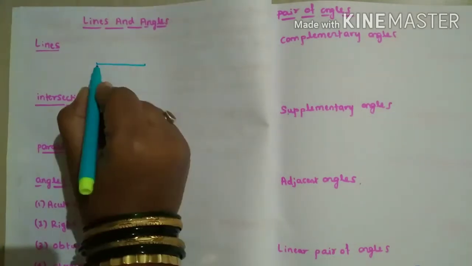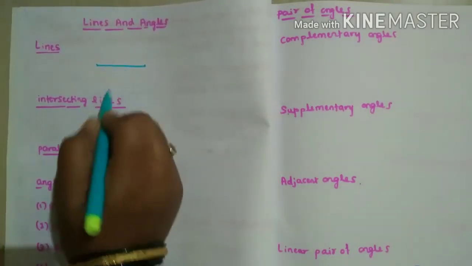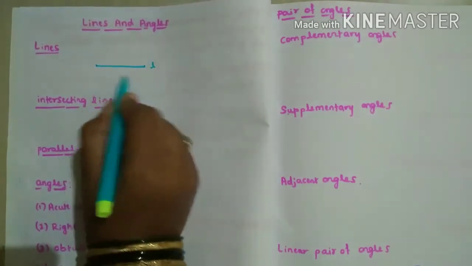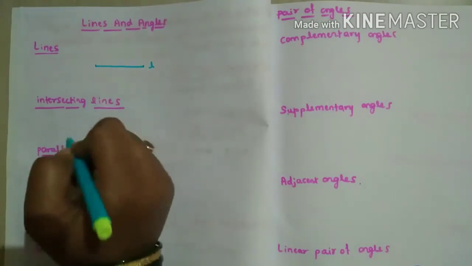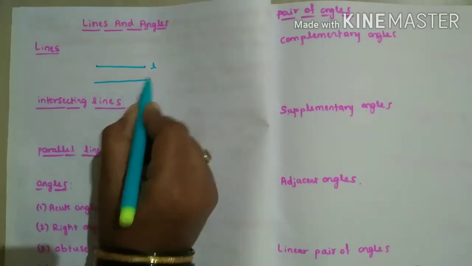breadthless length is also called a line. There is no breadth for this, but you can consider the length for the line. This is called a line. If it is single, we can call this a line. If there are 2 or 3, we can call them lines.